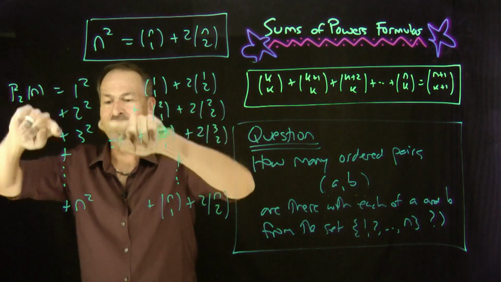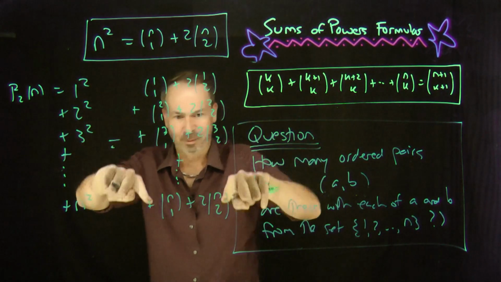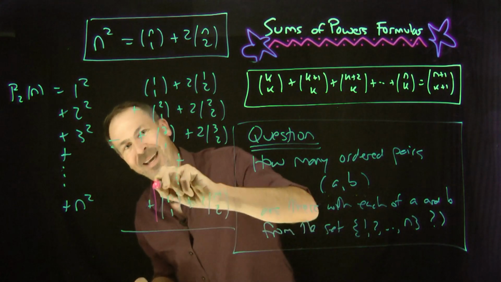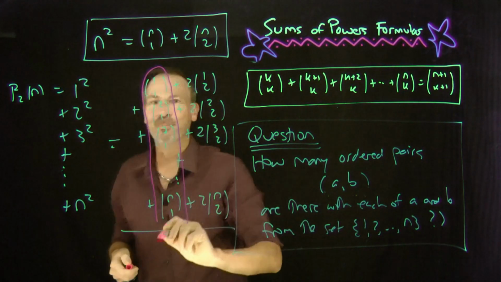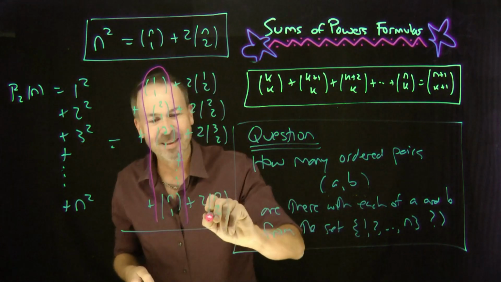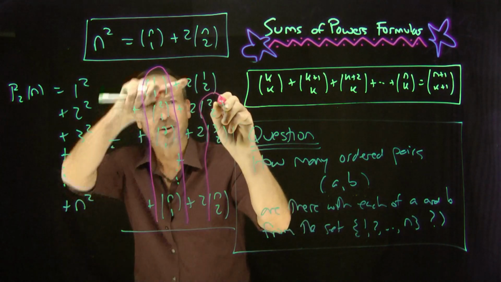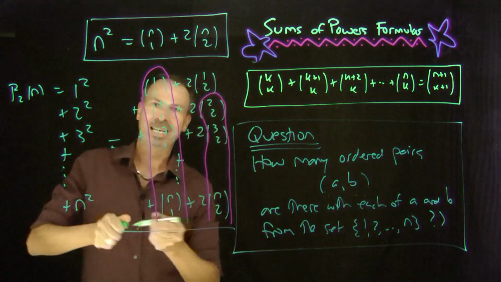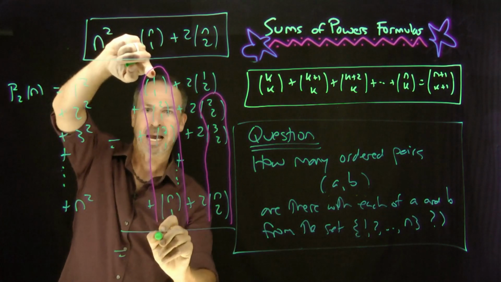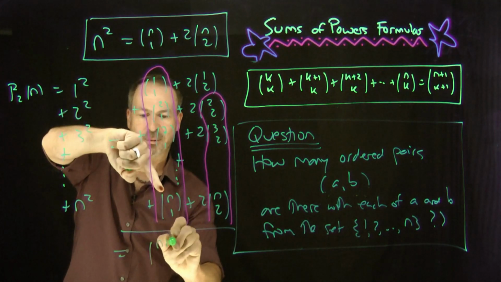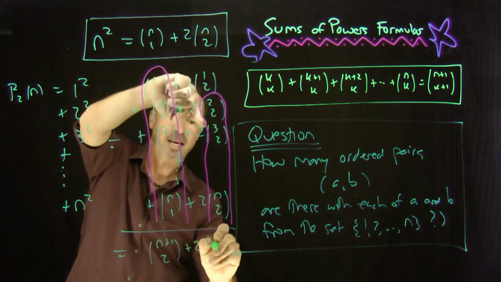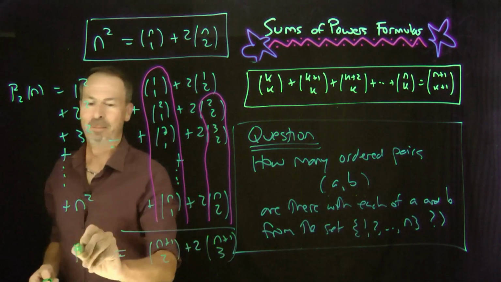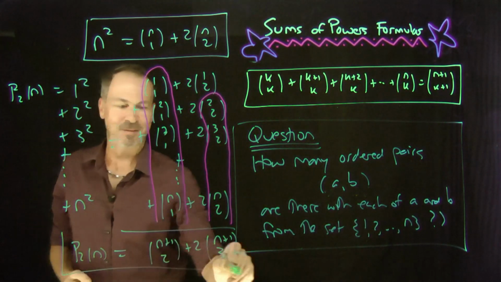Bingo! The sum of the first n squared numbers is the sum of these coefficients, which I like because I'm seeing a stocking property in this column, and in this column as well. I am seeing the answer equals these out to 1 more: n plus 1 choose 2, plus twice n plus 1 choose 3. Bingo! P2 of n must be given by that formula.